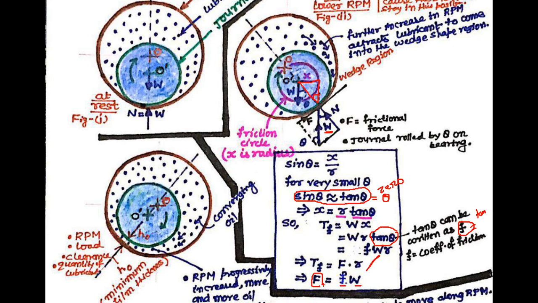So again the frictional force comes out as f into W, as in the case in figure 1 at rest. Here also the friction force is f into W because N equals W. Here the friction force should be f into N, but here N is not equal to W. But by some explanation we can write the same value, friction force equal to f into W, for the small roll over of the bearing by the journal. It can be explained in another way also.